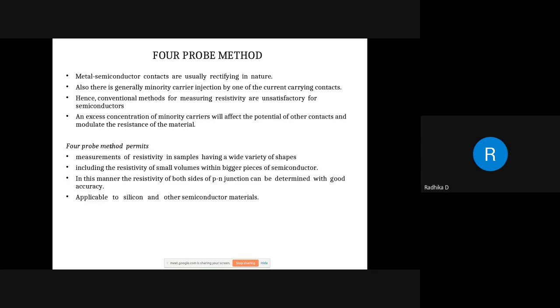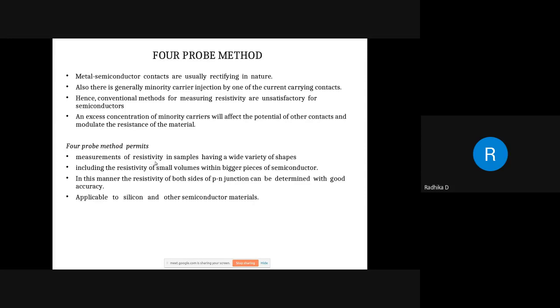That is where this 4-probe method comes in, and it has huge benefits. One is to measure resistivity in semiconductor samples with a wide variety of shapes. I don't have to restrict myself to a bigger piece or a smaller piece or the smallest piece. I can measure resistivity using this method even for a smaller piece of a semiconductor. The shapes can be circular, square, rectangular, whatever it is.